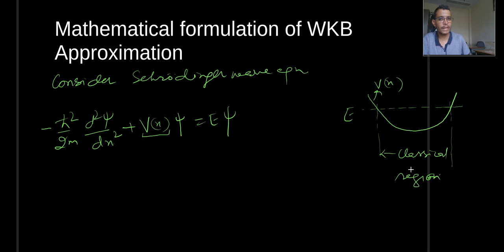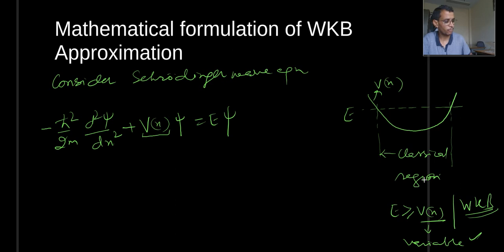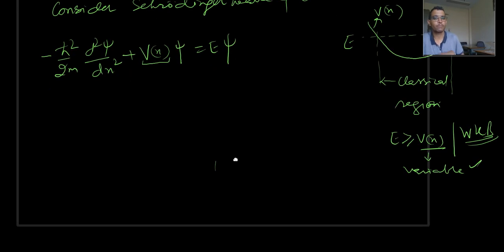So if we look at this, the energy of the particle is greater than or equal to V(x), and V(x) is not a constant, it is a variable. We have to keep this in mind. This is the main point of the WKB approximation, and let me do a little more algebra.